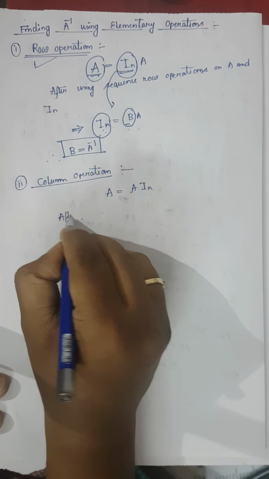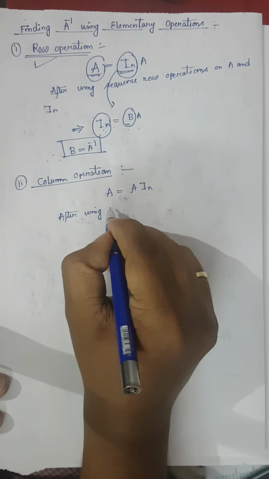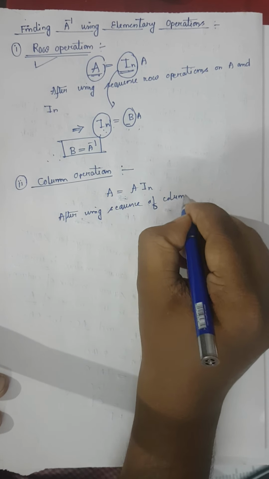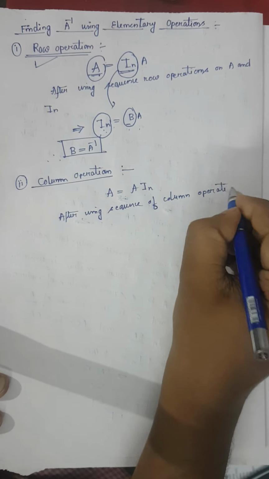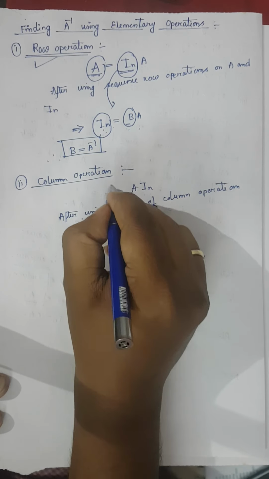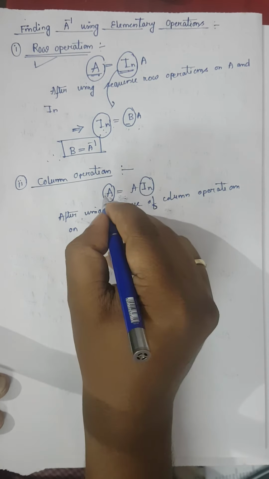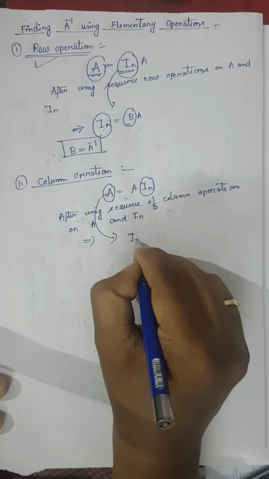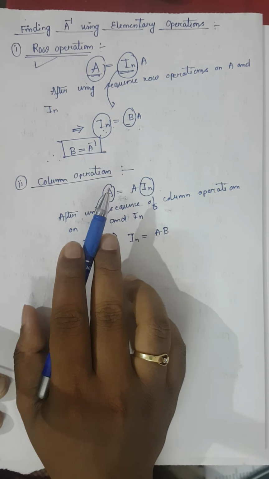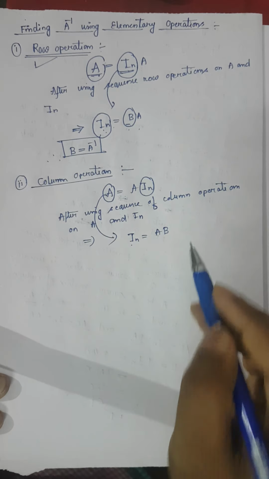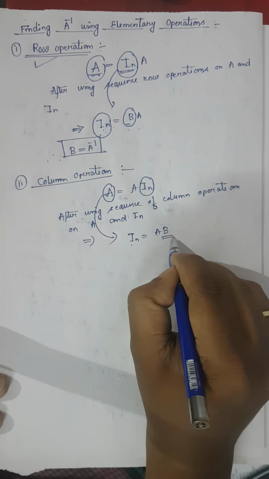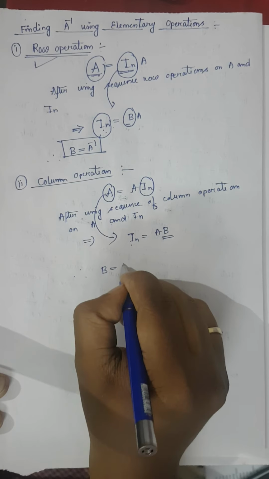Now after using a sequence of column operations on the capital A matrix and the capital In matrix on the left side and the right side, we convert this equation into In is equal to A into B. See, your main motto is to convert the matrix on the left side into an identity matrix, and automatically using the same elementary column operations you will convert the matrix In into another matrix B. So you can write that B is equal to A inverse.